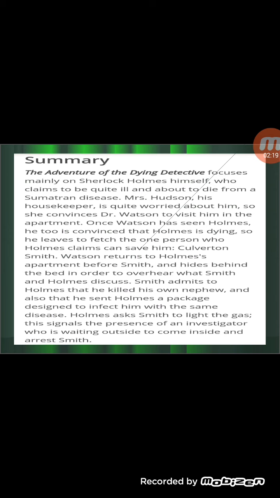Calverton Smith is the name of that person. Watson returns to Holmes' apartment before Smith and hides behind the bed in order to overhear what Smith and Holmes discuss. Smith admits to Holmes that he killed his own nephew and also that he sent Holmes a package designed to infect him with the same disease. Holmes asks Smith to light the gas. This signals the presence of the investigator, who is waiting outside, to come inside and arrest Smith.